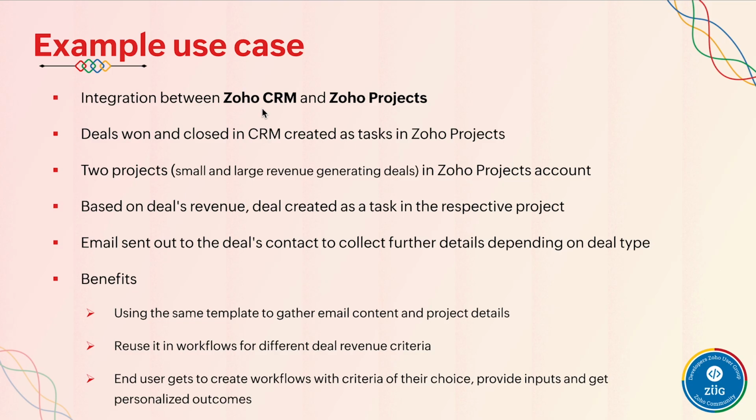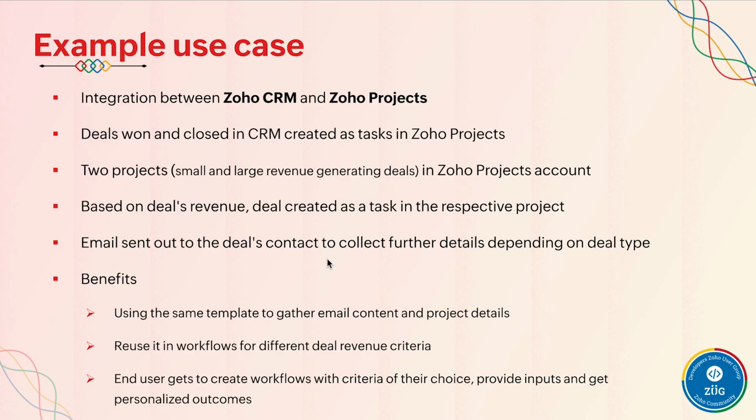So ours is going to be an integration between CRM and Projects. So deals that are closed and won in CRM are going to be created as tasks in Zoho Projects. In our Zoho Projects account, we are going to have two projects, one for small revenue deals and one for large revenue deals. So based on the deal's expected revenue, that particular deal will be created as a task in the respective project once the deal is closed and won. And along with that, we are going to see sending out emails to the deal's contact to collect further details from them depending on the deal type.